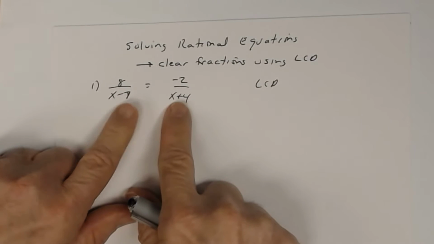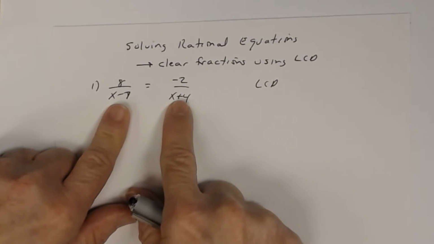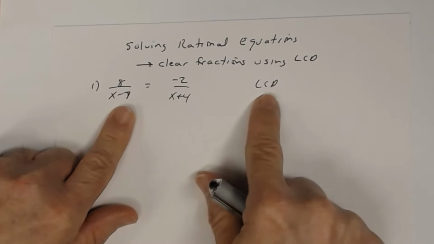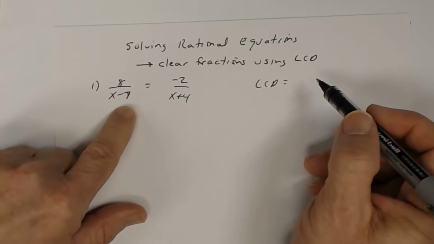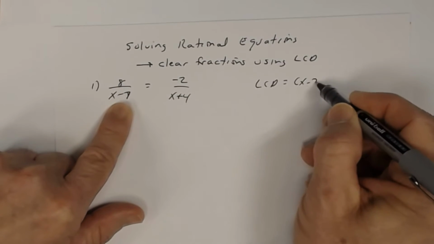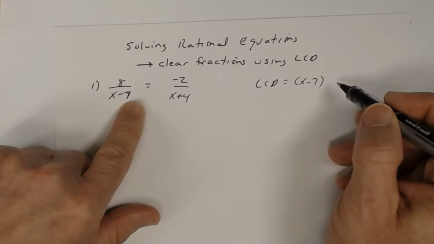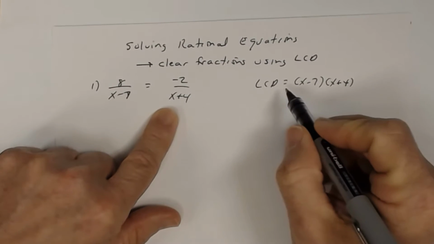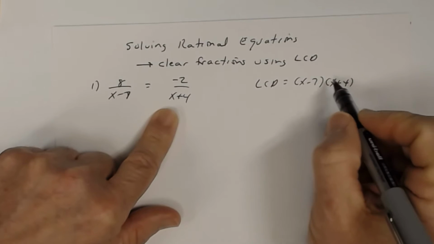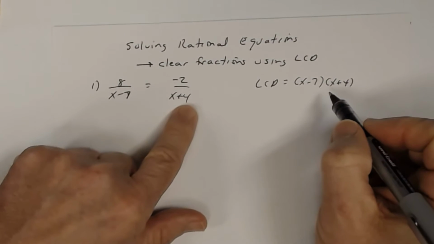So once you get to the point where everything is completely factored, then you find the LCD. Your LCD must include every factor you see. So I see an x minus 7, I have to use it. Notice the parentheses. I see an x plus 4, I have to use it. Notice the parentheses. So your least common denominator is going to be a product of all of these factors.